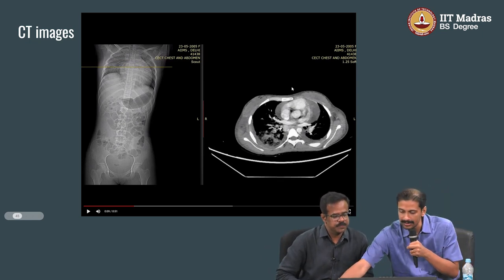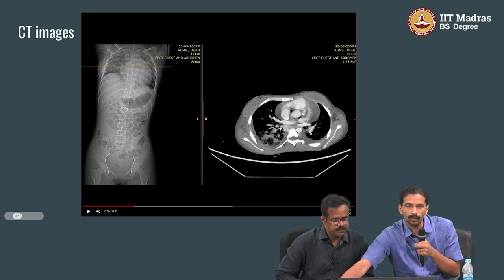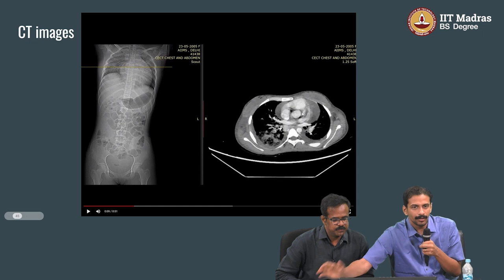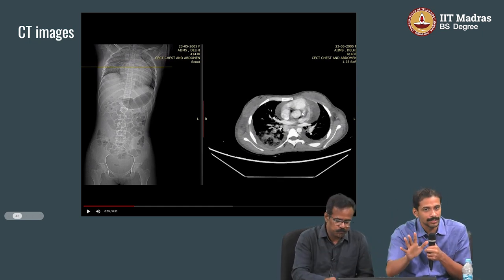This is the anterior part of the chest, and this is the posterior part of the chest. Any lesion here or here, I can tell you where it is located. Location is everything in radiology. Which compartment you localize it to, your diagnosis is based on that.